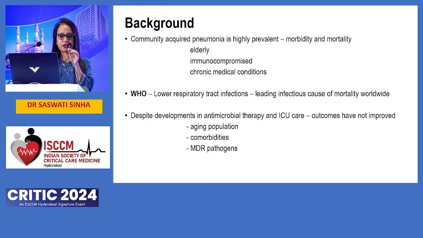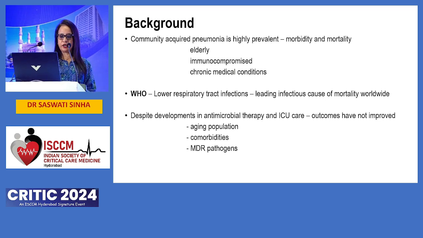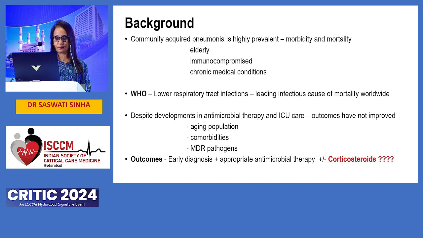So community-acquired pneumonia, as we all know, is highly prevalent in our day-to-day practice. And we see a lot of morbidity and mortality, especially in patients who are elderly, who are immunocompromised, and who come with multiple chronic medical conditions. As per WHO, we know that lower respiratory tract infections form a leading infectious cause of mortality worldwide. And despite a lot of advancements in medical care, a lot of new antibiotics, and evolving ICU care, the outcomes haven't changed much. This has probably got to do with an aging population which we are dealing with, multiple comorbidities, and of course the MDR pathogens which are difficult to treat.